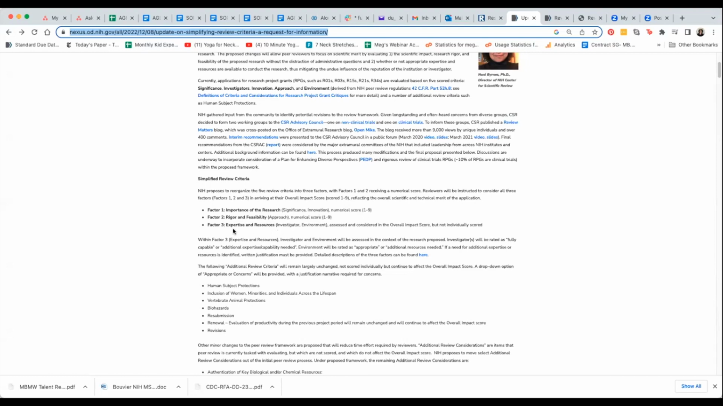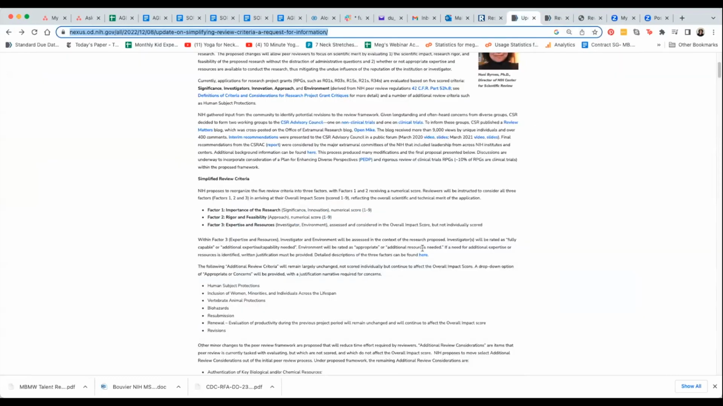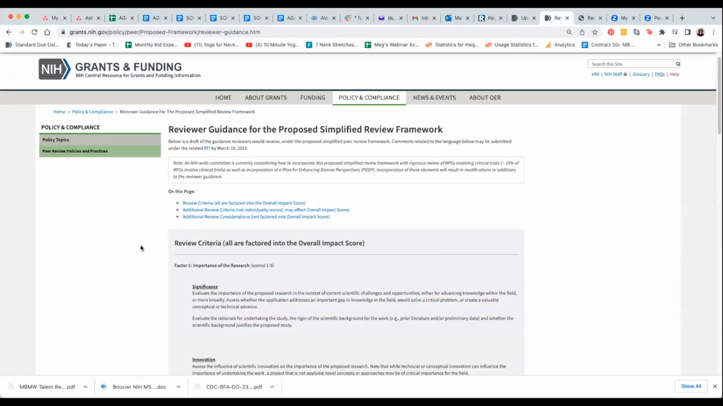And then factor 3 would be expertise and resources, which is kind of like what we used to call investigators and environment. Those will not be scored. It's going to be a binary system. So let's zoom in and look at those a little more closely. And these are just links from the page that I gave you the URL for. So if you click here, it'll go to this page.